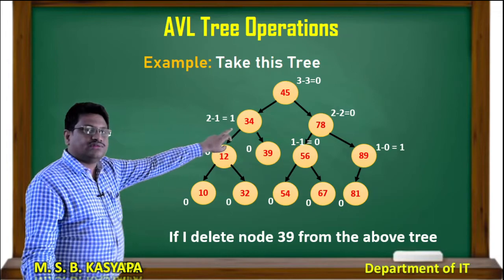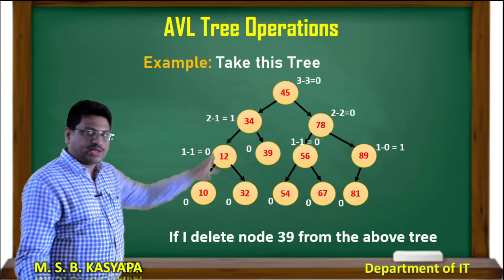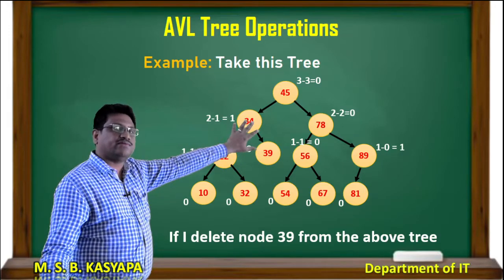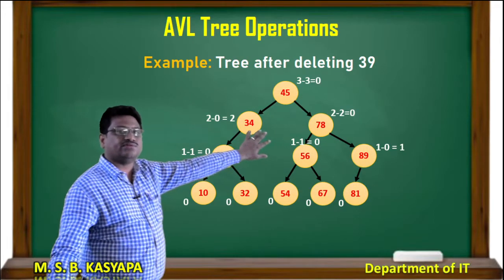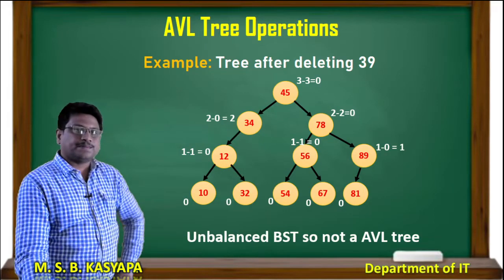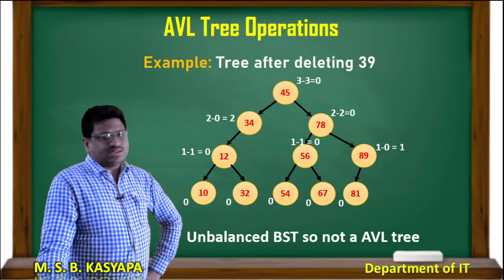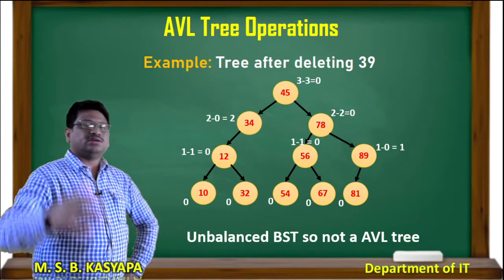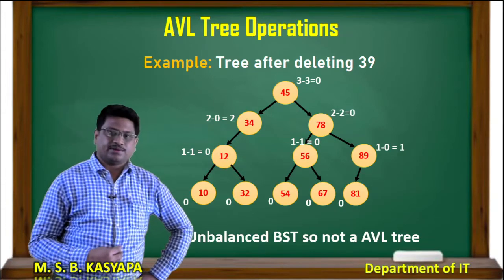If I want to calculate the balance for 34, 2 minus 1 equals 1. That's why the balance factor is applicable for the AVL tree. If I delete the right tree for 34, then what will happen? 2 minus 0 equals 2. Then it becomes an unbalanced tree. In insertion also, it may happen like this. The balance factors will be changed. If the balance factors change, it does not remain an AVL tree.